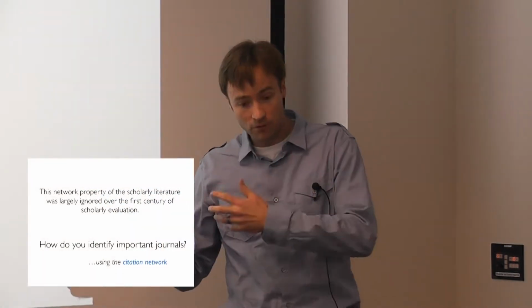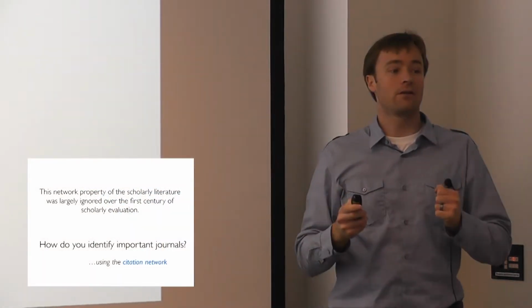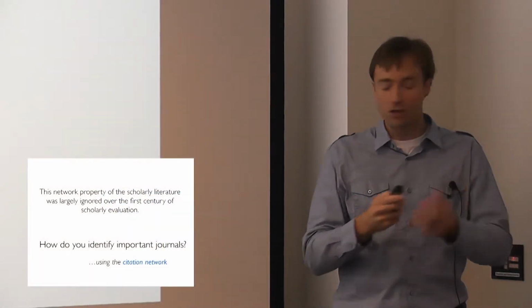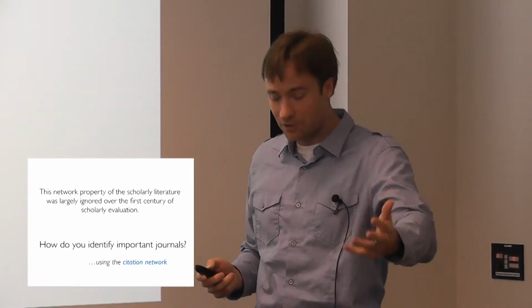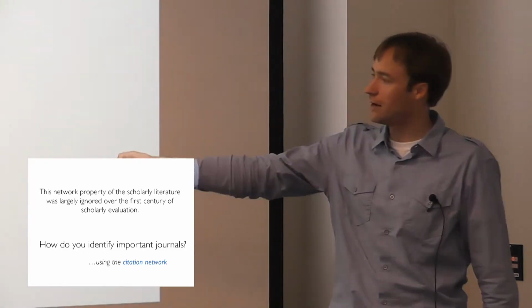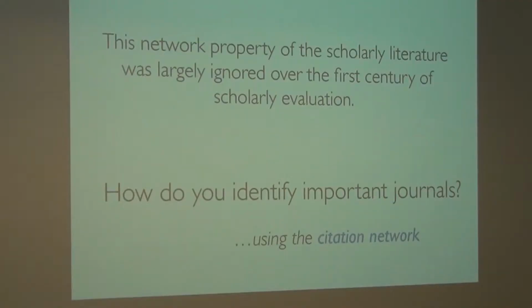And what I claim, and I hope to explain here, is that there's a lot of information in the network. That's the whole point about network science: if there is something useful there, let's try to extract it. So that was my goal. Here's my question. I wanted to identify important journals, but I had a caveat. I wanted to use the citation network rather than just do a counting method.